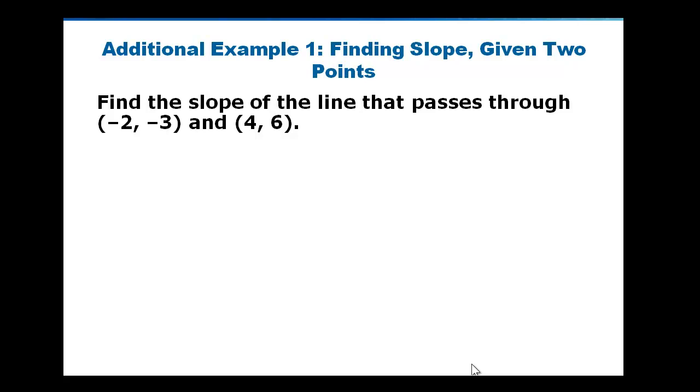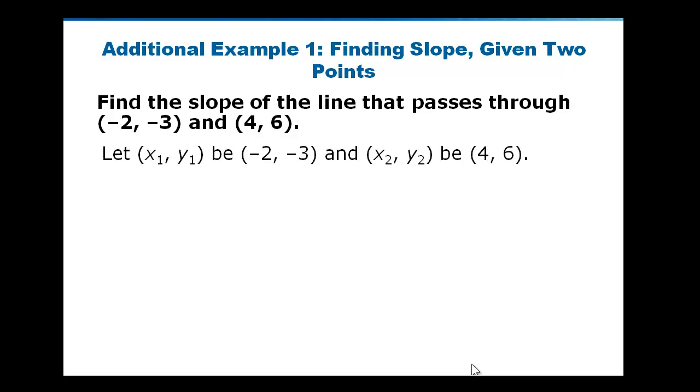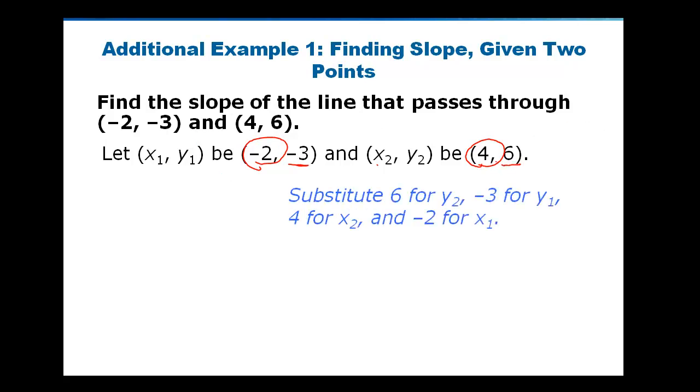Let's try this one. Find the slope of the line that passes through the point -2, -3 and the point 4, 6. What we will do now, we will take the first point as x1, y1 and the second point as x2, y2. So we will take -2 as x1 and 4 as x2, and -3 will be y1 and 6 will be y2. Let's put y2 minus y1 over x2 minus x1.